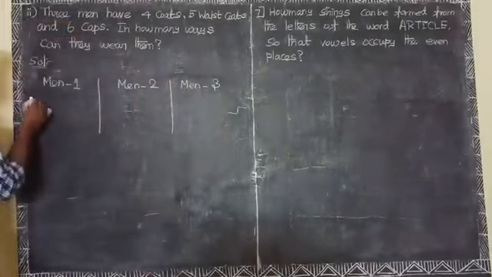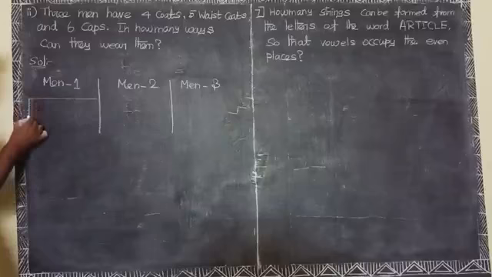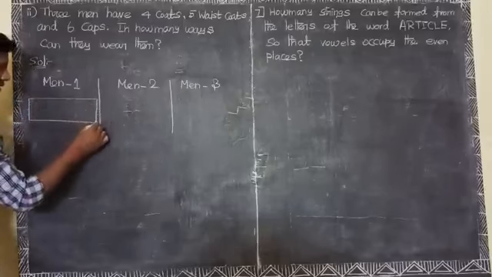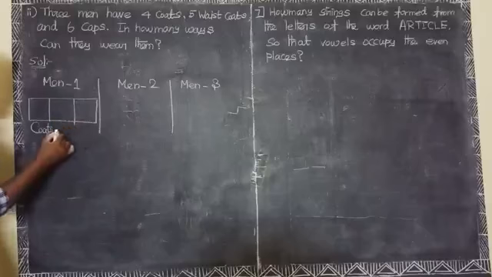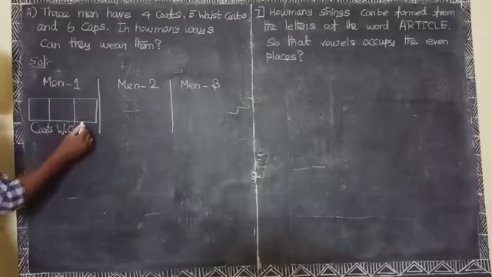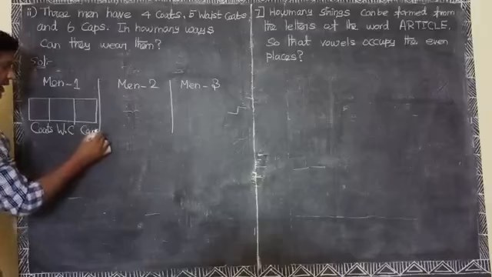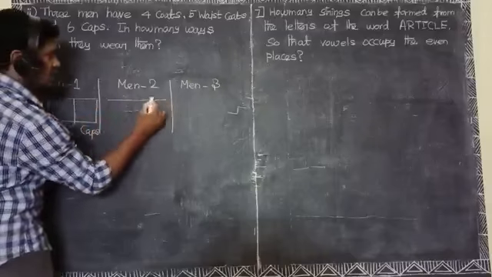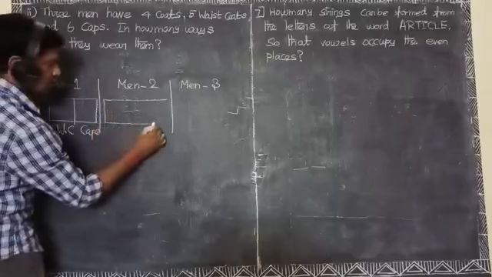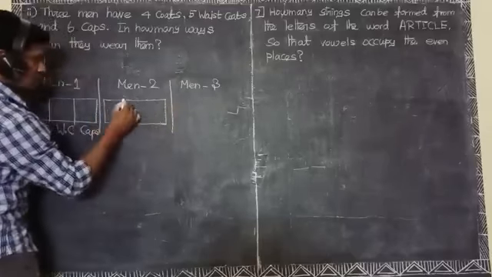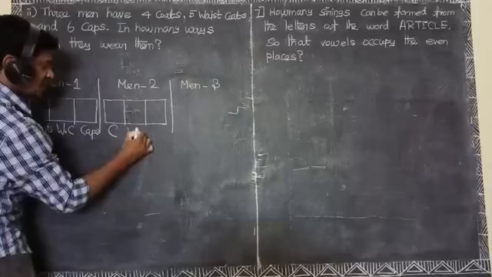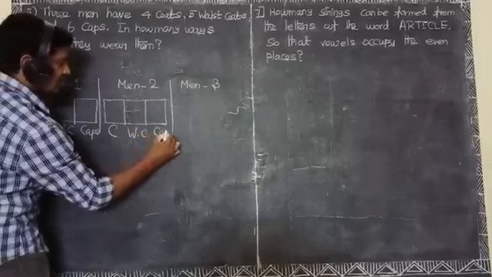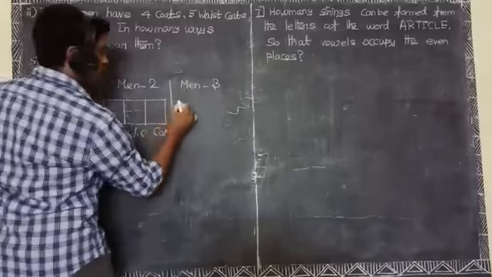Here, for man 1, the first one is coat, then the second one is waistcoat, and the third one is cap. Man 2: first one is coat, second one is waistcoat, third one is cap. Man 3.